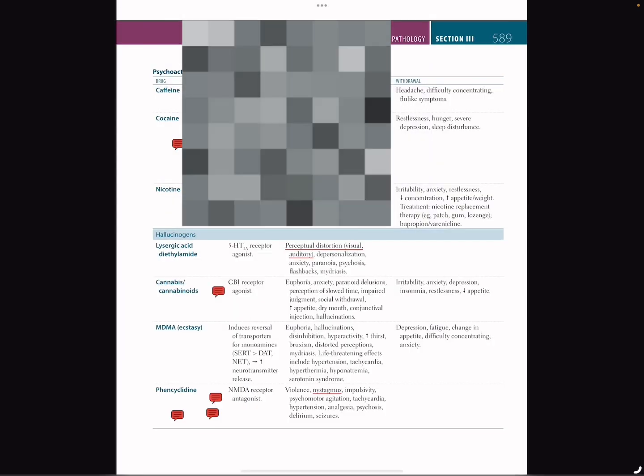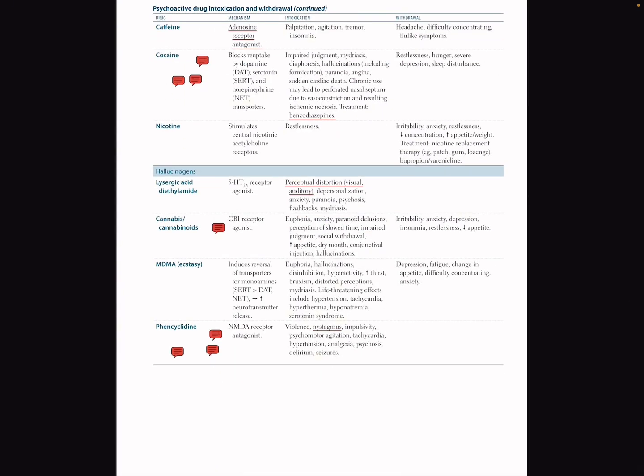Nicotine, a stimulant, stimulates the central nicotinic acetylcholine receptor. Intoxication will be restlessness; withdrawal will be irritability, anxiety, restlessness, decreased concentration, increased appetite, and weight gain. Treatment: nicotine replacement therapy, patch, gum, lozenge, bupropion, and varenicline. We'll discuss them now.